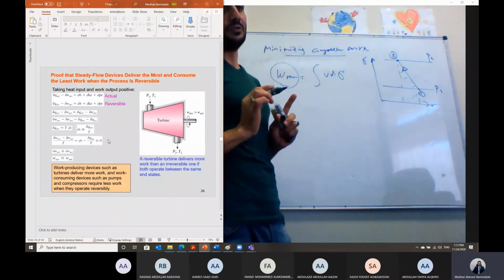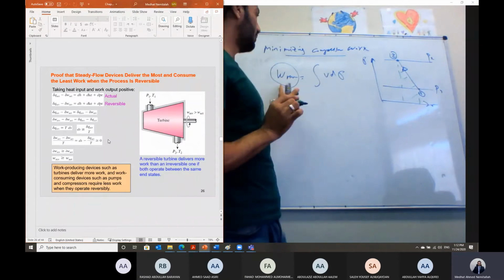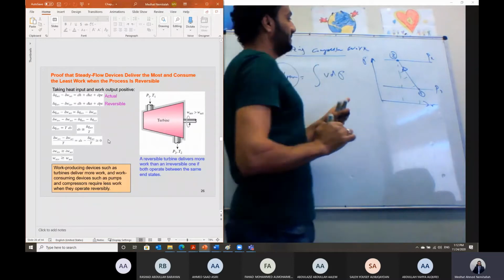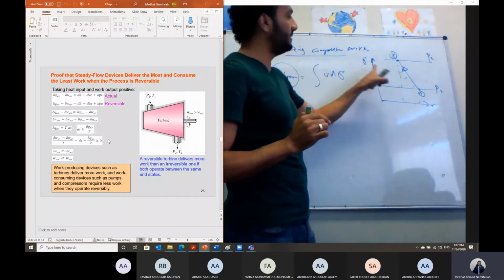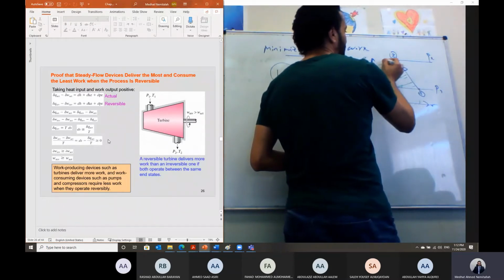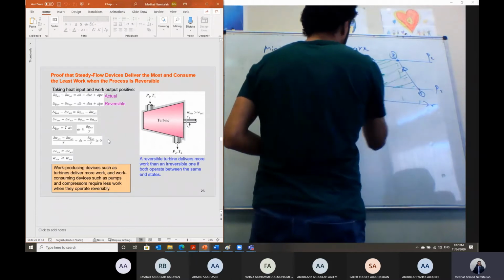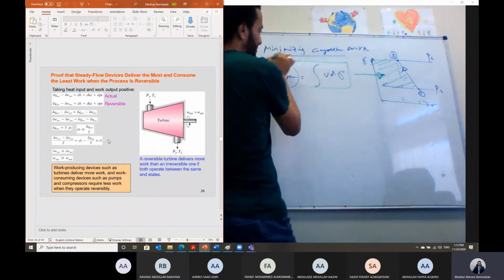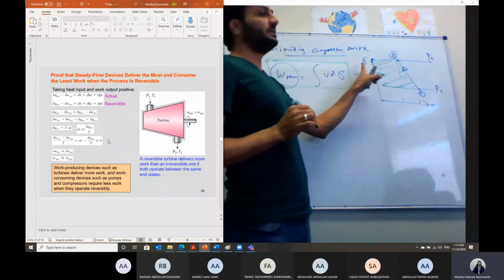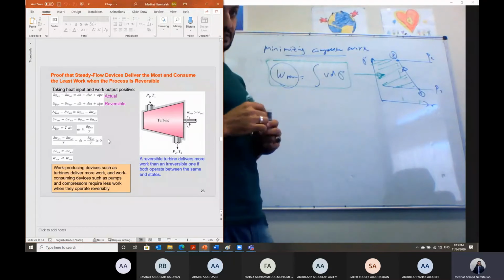But this system is not closed, and the work in this case is not equal to PdV. The work is equal to VdP. That means the work can be represented by the area on the VP diagram, not the PV diagram. So it will be the projected area in the vertical direction. So this area is representing the work done by the system in this case. The area for the open system is represented on the VP diagram, not the PV diagram. So this should represent the work done by this compressor.